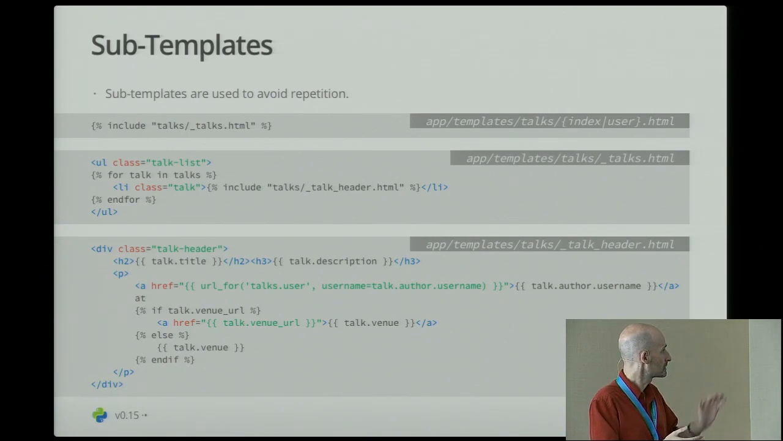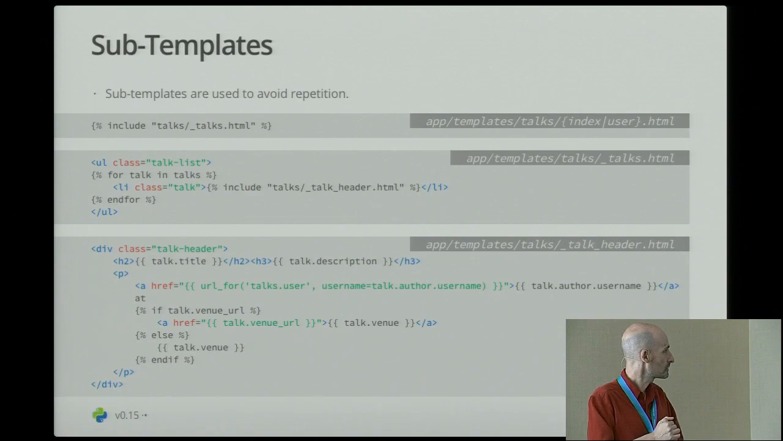At the top, you can see index.html and user.html. All they say is include _talks.html. That's a subtemplate. The underscore is my personal naming convention for subtemplates. That's my choice. When I see a template that starts with an underscore, I know it's not a template to be rendered as a full page. I know it's a subtemplate. If you don't like that convention, it's not required.